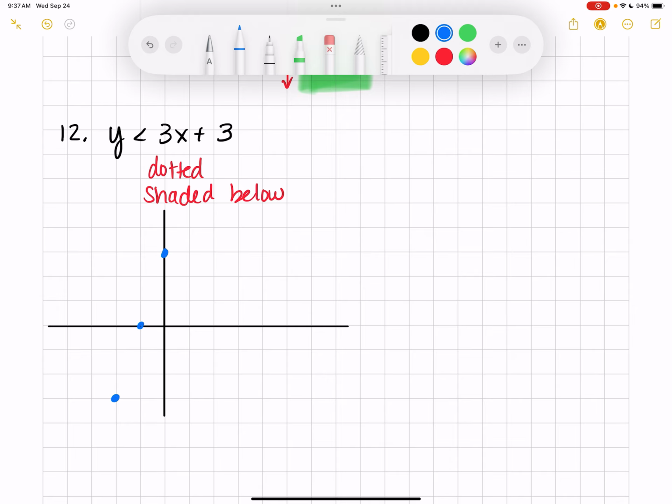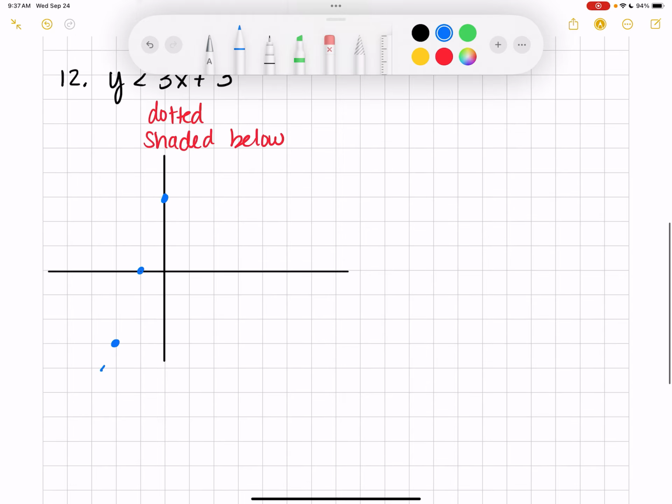If you want to make your graph large, you're welcome to do that. So this is dotted because it's just less than. So I'm basically just going to do a dotted line like that. If I accidentally did it solid, then I would just do something like this and I would draw an arrow and I would put dotted like that so that it's clear that it's supposed to be dotted. Or if you feel like it's hard to see, you can also write that just to make sure.